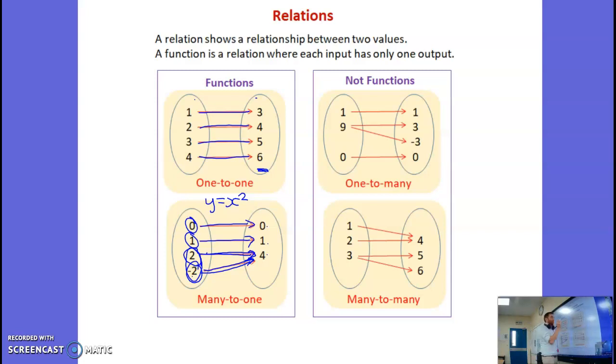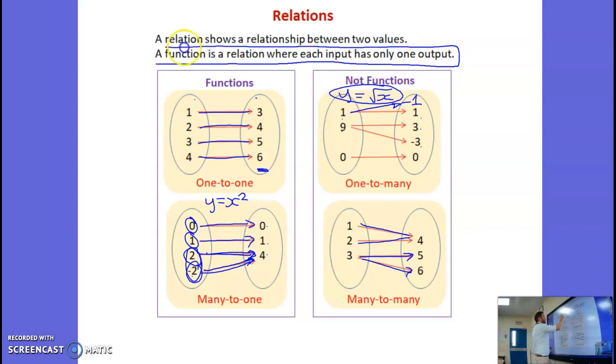These are not functions. This is the square rooting function. So we're saying y equals the square root of x, perhaps. Well, 1, the square root of 1 is 1. 9, the square root is 3 or -3. And actually, this isn't that function because we would have to have 2 different outputs for that function. So this is some other sort of relation, not function. So also many to many. If the 3 could go to a 5, the 3 could go to a 6, that is not a function. So let's go back to that very basic definition. A function is a relation where each input has only one output. Okay?